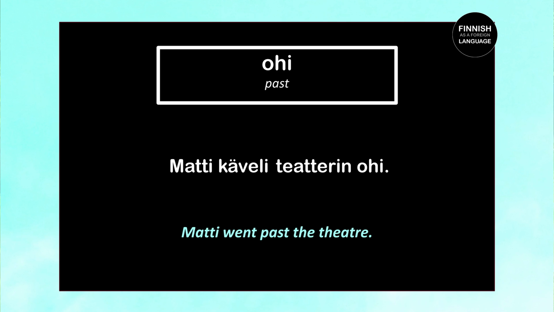Our next one is ohi, which means past. Matti käveli teatterin ohi, means Matti went past the theater. So Matti käveli means Matti went. Käveli is the third person singular past tense of the verb kävellä, which means to walk. And then we have teatterin, which is the genitive case of the noun teatteri, which means theater. And the reason why we need the genitive case here is because teatteri is followed by the postposition ohi, which means past. So let's repeat. Matti käveli teatterin ohi. Matti went past the theater.